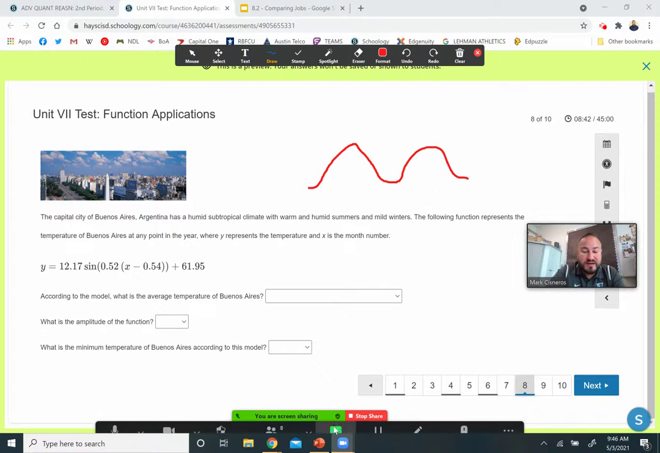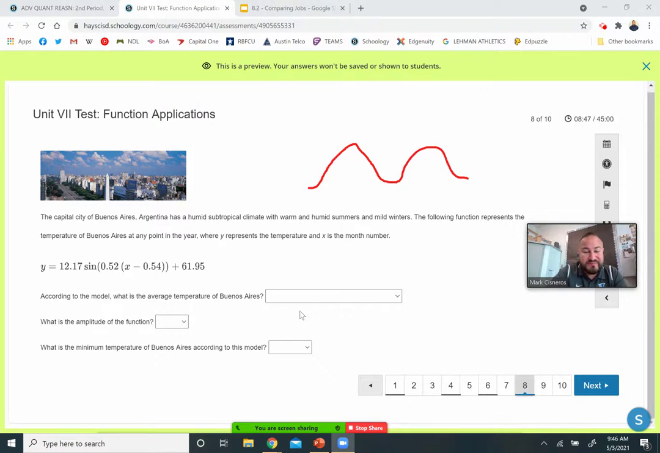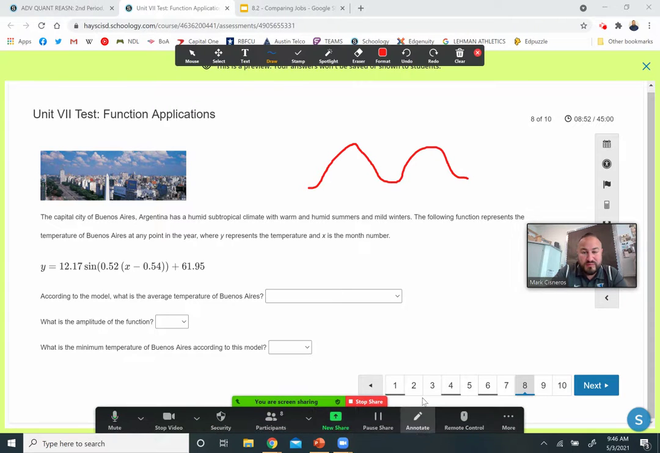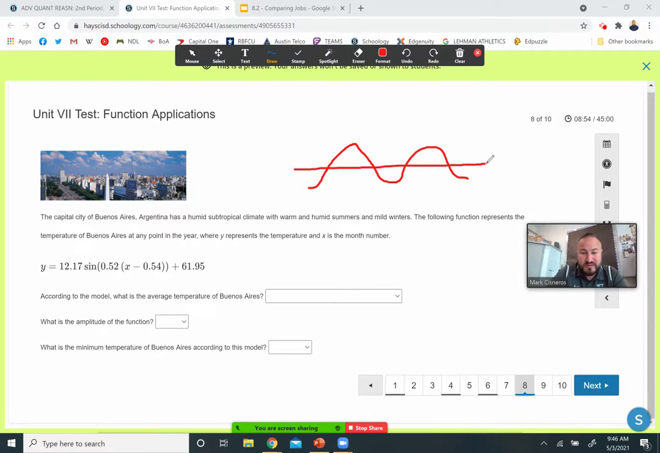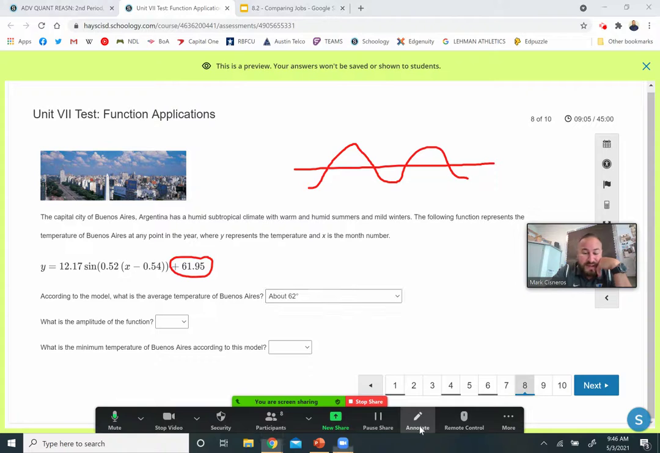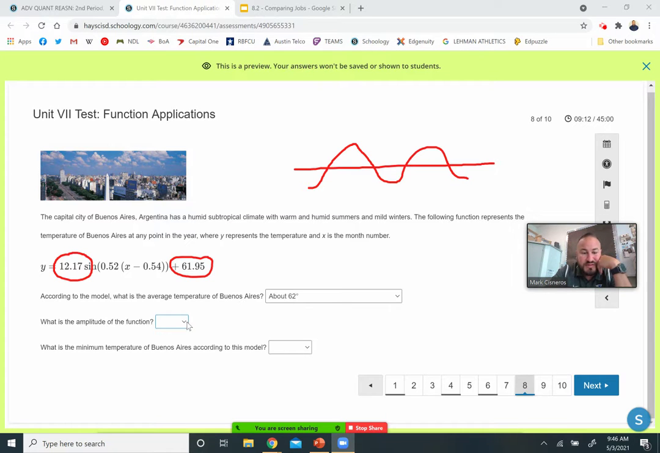According to the model, what is the average temperature? The average temperature is always wherever the axis of symmetry is, right here in the middle. That axis of symmetry is always the D value. So the average temperature is about 62 degrees throughout the year. What is the amplitude? Amplitude is always the A value, the number up front. So again, you didn't have to do any math. You just needed to know where to look: about 12.17 degrees.